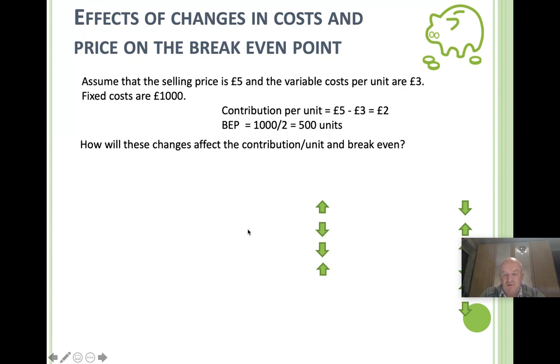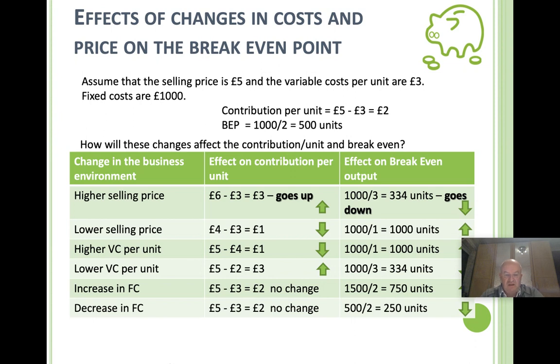Okay, let's take a look at what might happen if we made some changes to those numbers. If we had a higher selling price, because a change in the business environment means we can sell for a higher price, say £6, our variable cost per unit is still the same, but our contribution per unit goes up to £3. In that case, the effect on break-even output is that it would go down. So 1,000 divided by £3 per unit contribution would be 334 units.